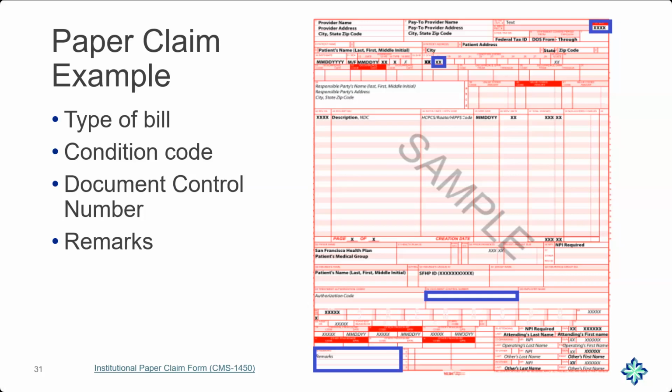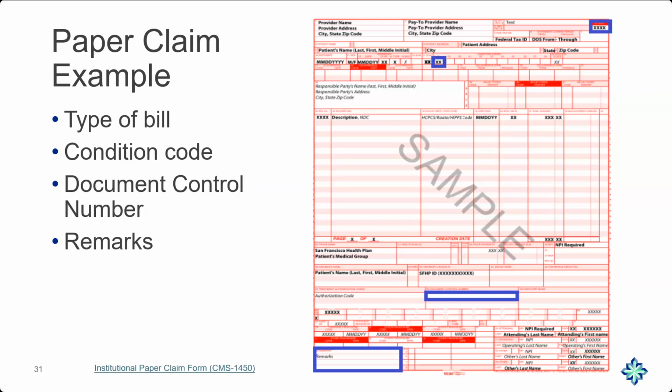Next, we need that claim change reason code in the condition code field. So that's going to be this area right here. You're going to choose the one that best suits your situation, or a D9 if none of those other ones do.